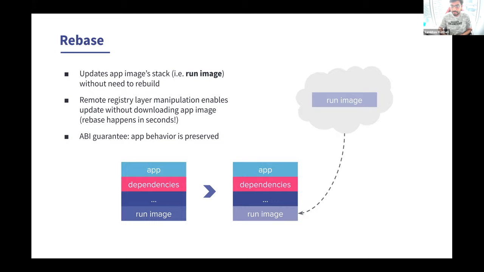Buildpacks can do this because the output layers in the application image are distinct, and we store appropriate metadata about which layers are the base image and which layers are the application image. And we can use this metadata to do this kind of a rebase operation.